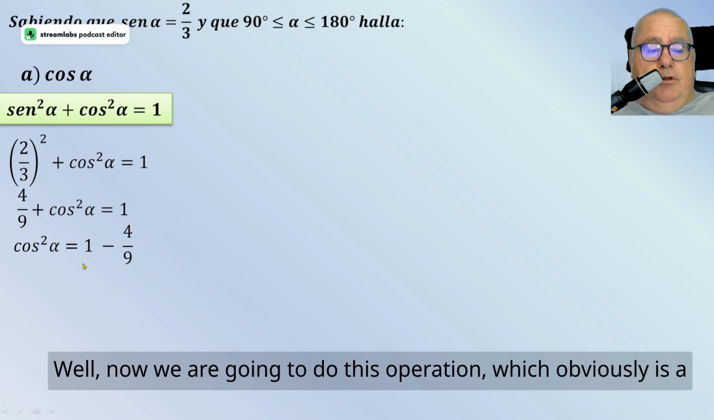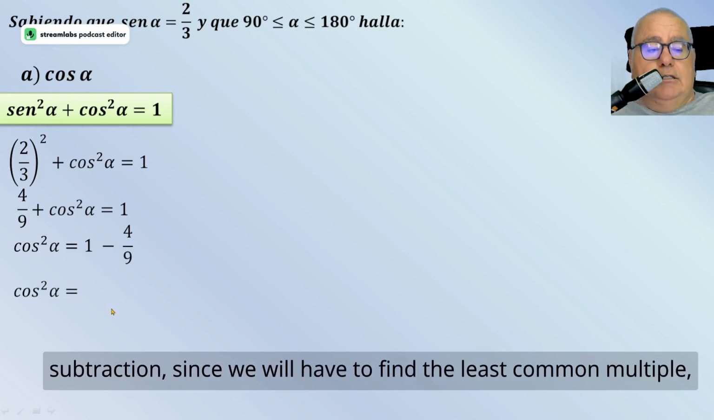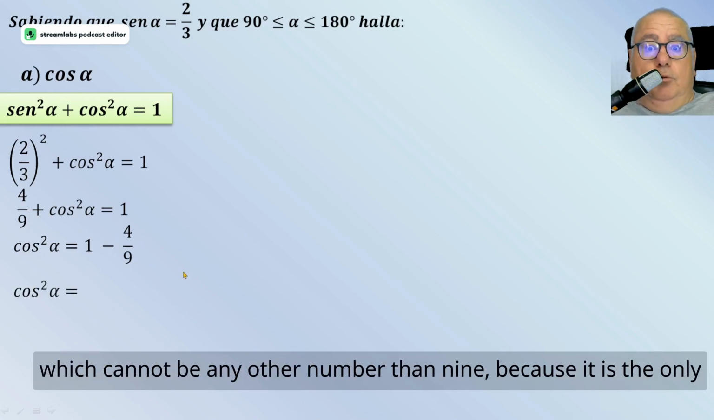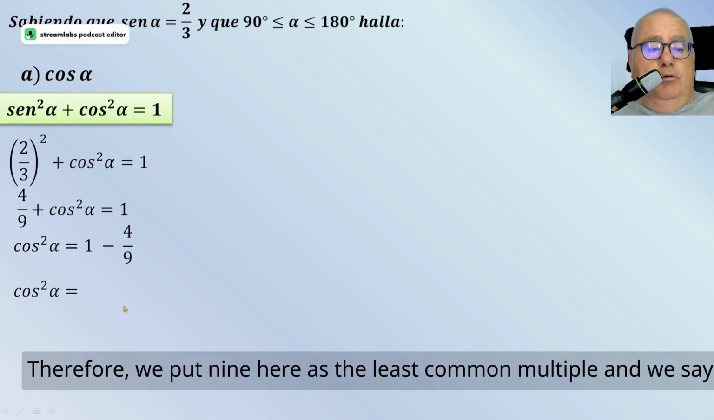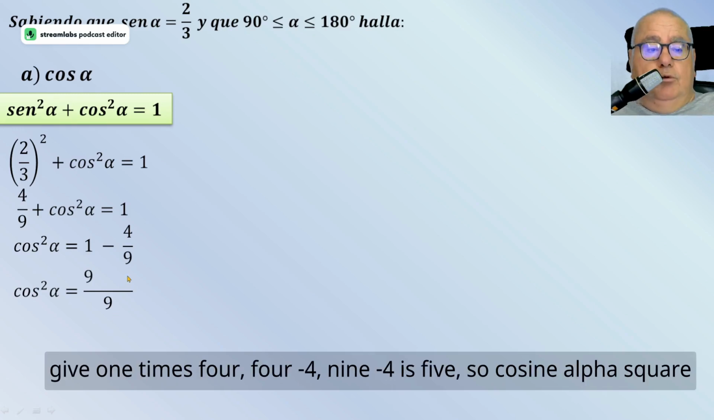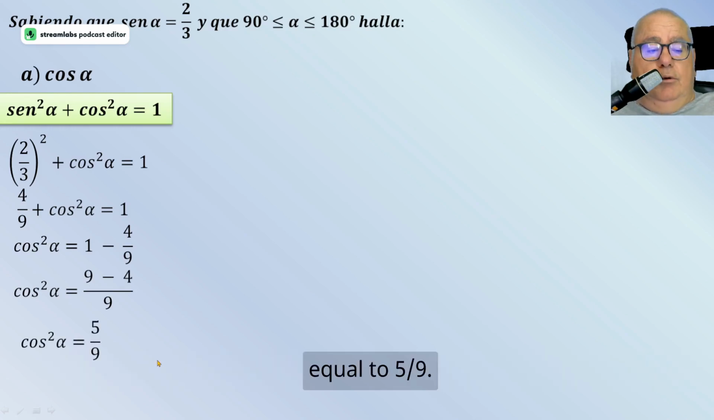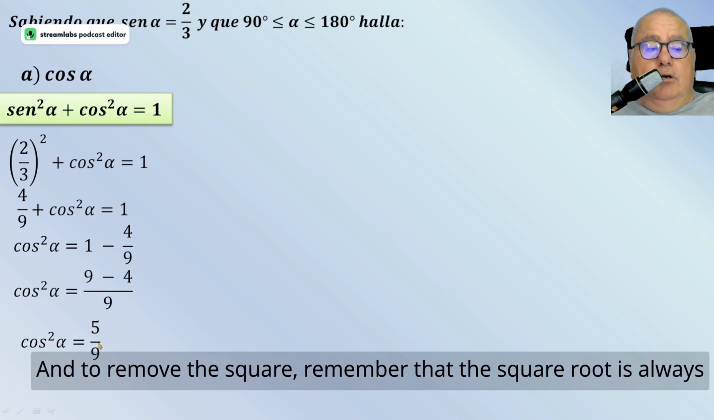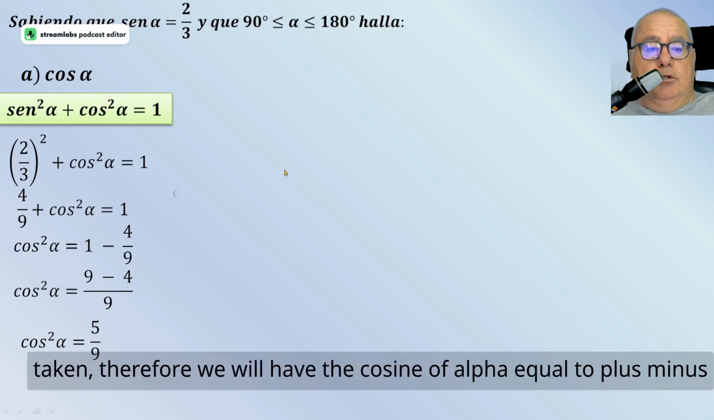Now we are going to do this operation, which obviously is a subtraction, so we will have to find the least common multiple, which cannot be any other number than 9, because it is the only denominator there is. Therefore, we put 9 here as the least common multiple and we say 9 divided by 1 times 1 will give 9 minus 9 divided by 9 will give 1 times 4, 4. 9 minus 4 is 5. So cosine squared of alpha equals 5/9. And to remove the square, remember that the square root is always taken. Therefore we will have the cosine of alpha equal to plus or minus the square root of 5/9.